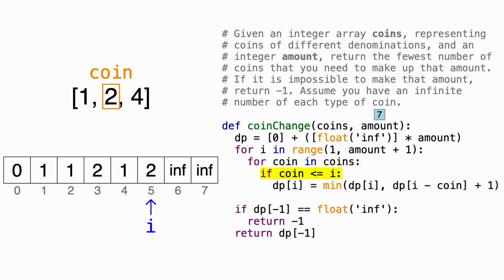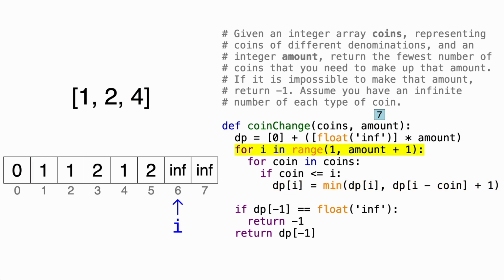Next, 5 minus 2 is 3, and the corresponding value is 2. 2 plus 1 equals 3, which is greater than 2, so the value at index I stays at 2. Lastly, 5 minus 4 equals 1, which corresponds to 1. 1 plus 1 is equal to 2, so the final value stays at 2.